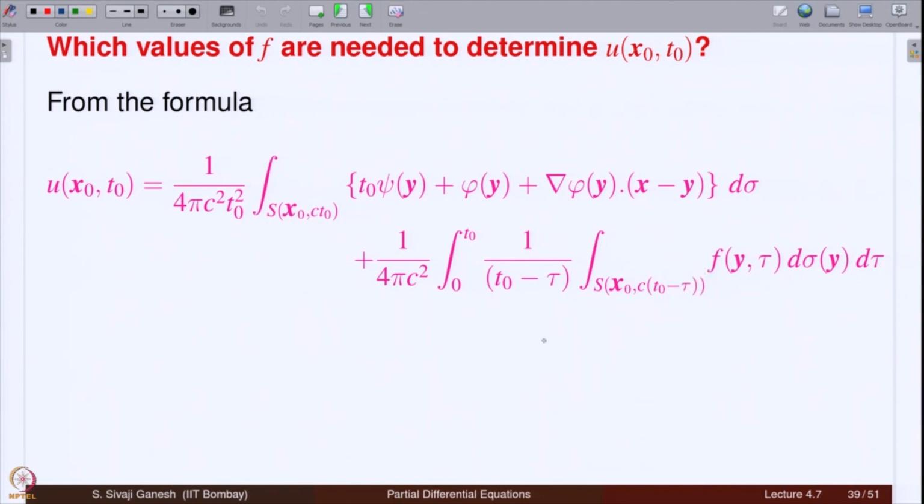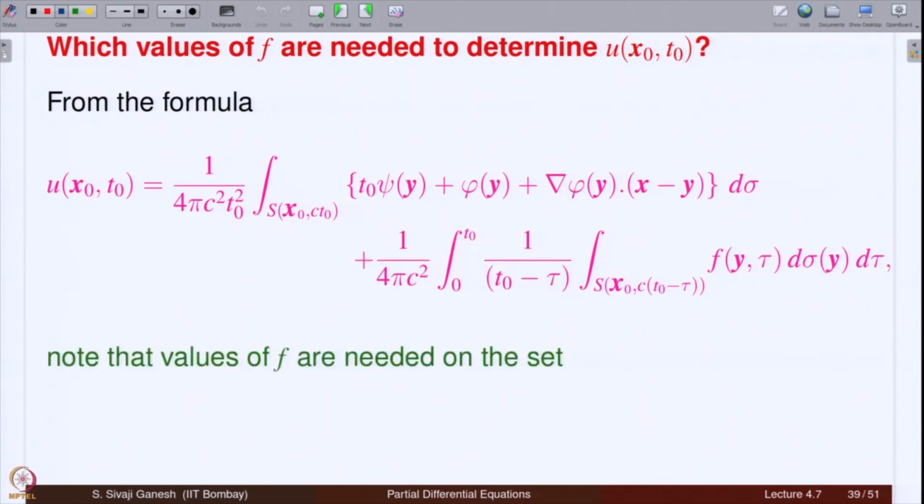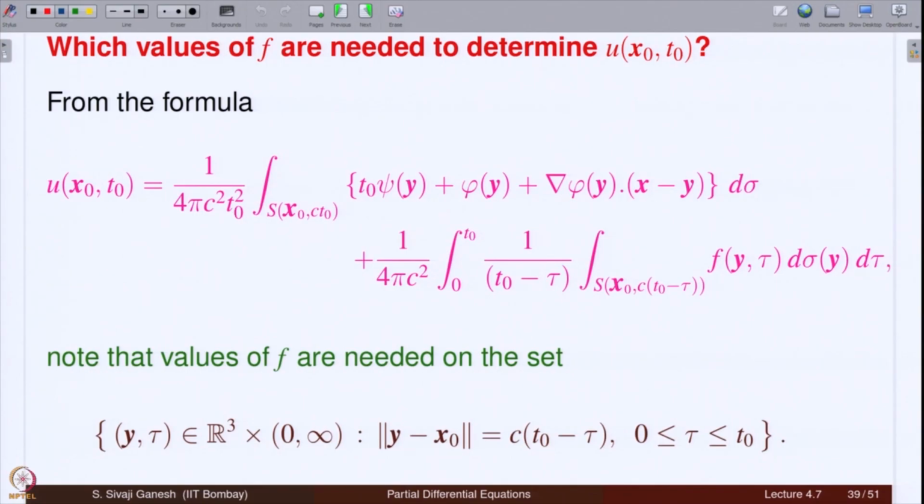So the set of all y, tau such that tau is here, y is here, and tau between 0 and t naught. So they are needed on this set. Now, what is y here? The norm of y minus x naught is c times t naught minus tau, c into t naught minus tau, exactly that. This is a sphere, y should belong to that and tau should belong to 0 to t naught, that is exactly what I have written here. But what is this set? This is a subset of R4, R3 cross 0 to infinity.